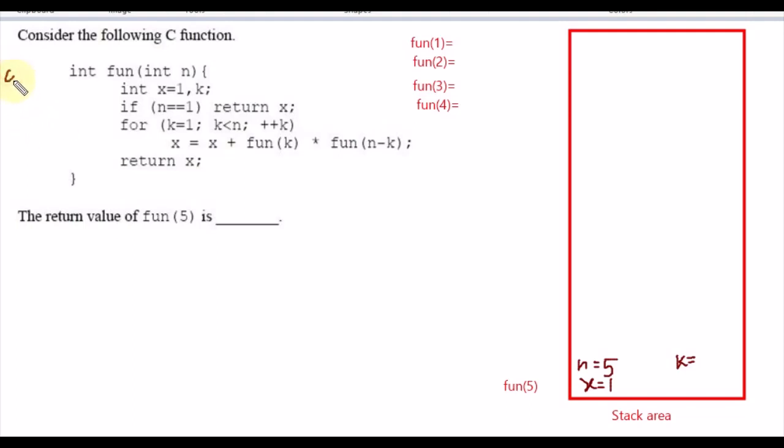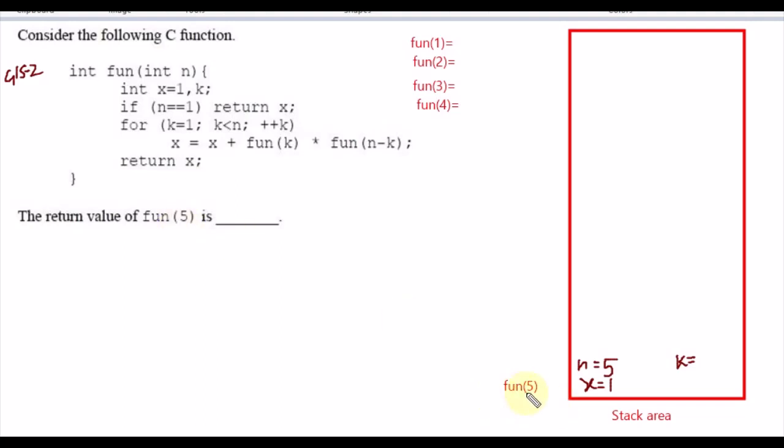This question was asked in GATE 2015 set 2. So let's see what this is saying. This says that consider the following C program. This is the C program that we have given, and we are asked what is the return value of function f5. Okay, so the argument we have given is 5.